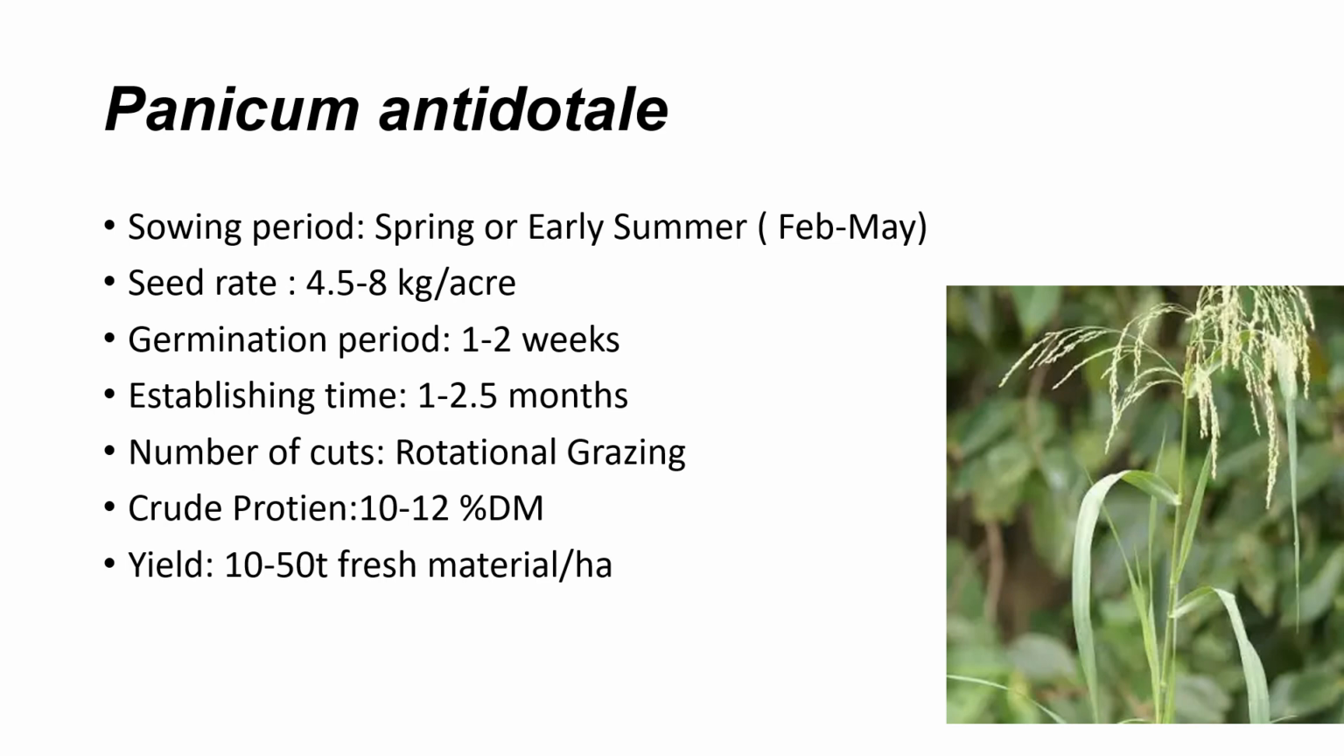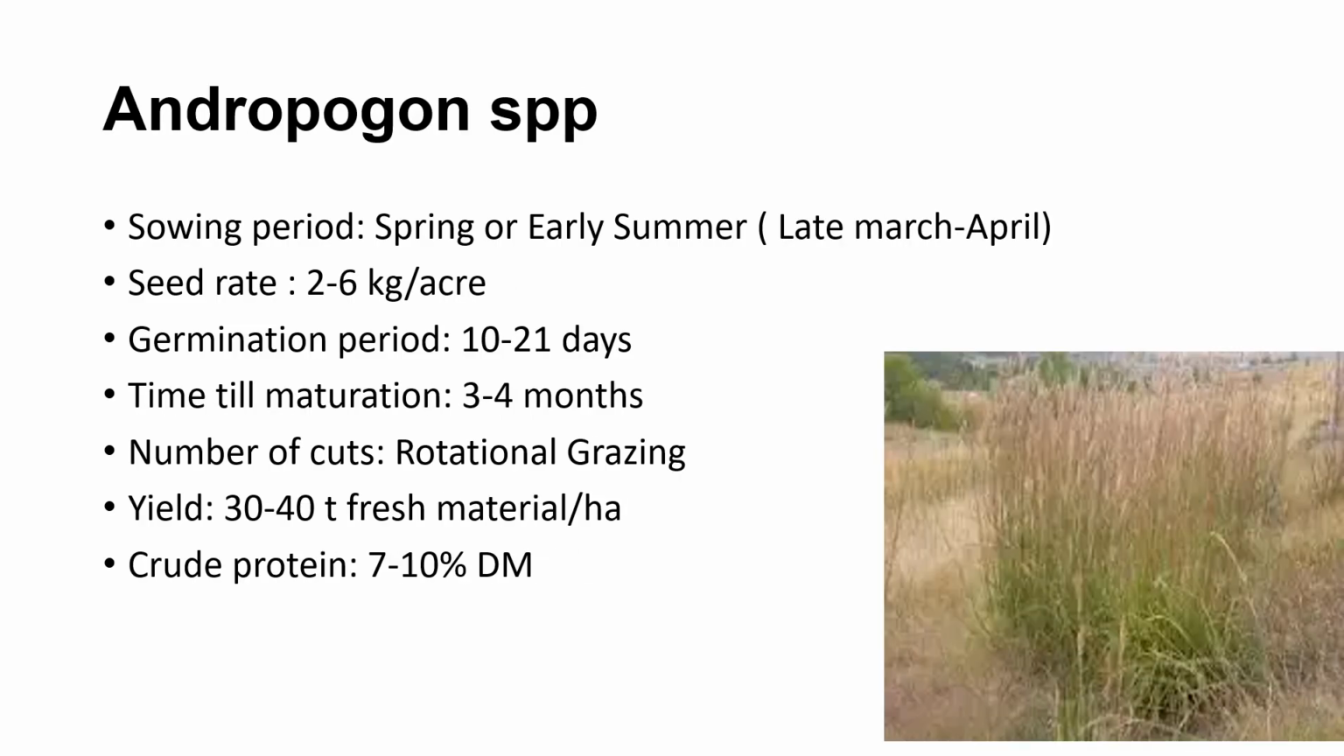Panicum antidotale, on the other hand, has the same characteristics as Cenchrus, but it takes a slightly shorter period to germinate and has a longer establishment time. You can also have the same type of rotational cuts with it, and it has almost the same amount of crude protein and the same yield as Cenchrus.